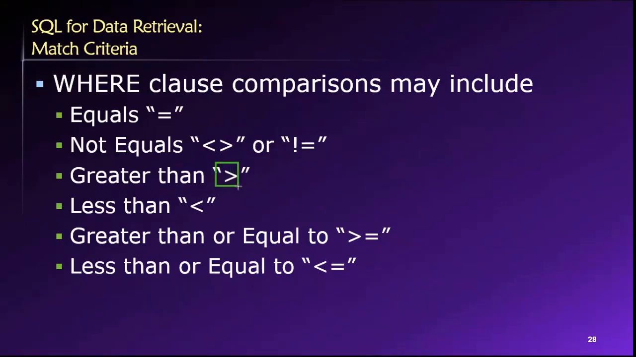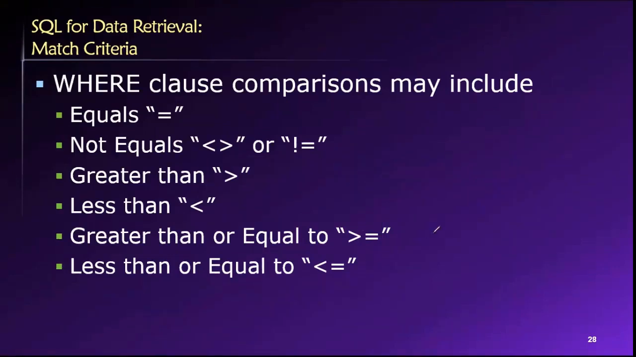Greater than and less than are pretty easy. We just use the greater than or less than symbols, which you should have learned in math classes long, long ago. But these last two are a little different from maybe what you learned when you were studying mathematics. The reason is that we don't have a greater than or equal to sign on our keyboard. So we use two separate symbols to indicate that notion.